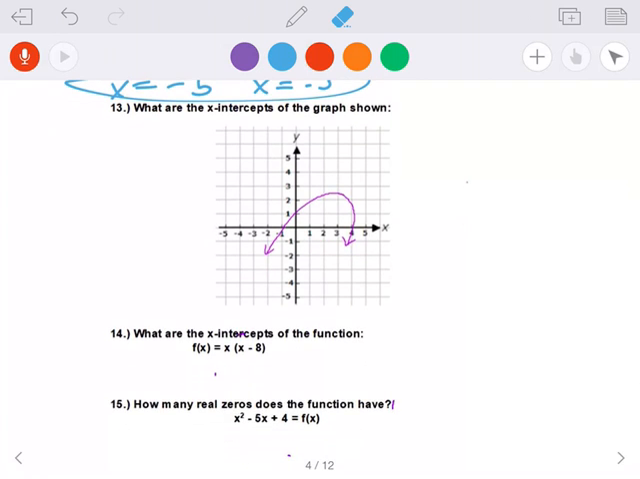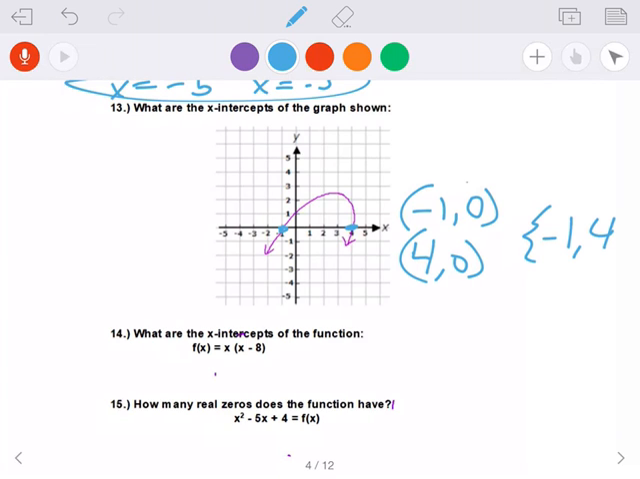In looking at number 13, it says, what are the x-intercepts of the graph shown? So where does it touch x? It touches x here at -1, and it touches x here at 4. So -1, 0, and 4, 0, or I could list that in brackets as -1, 4, meaning those are both solutions. These right here are ordered pairs. This is saying they're both solutions.